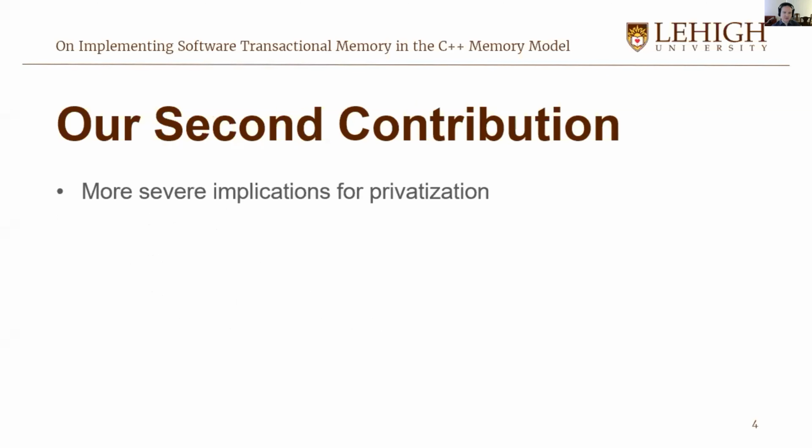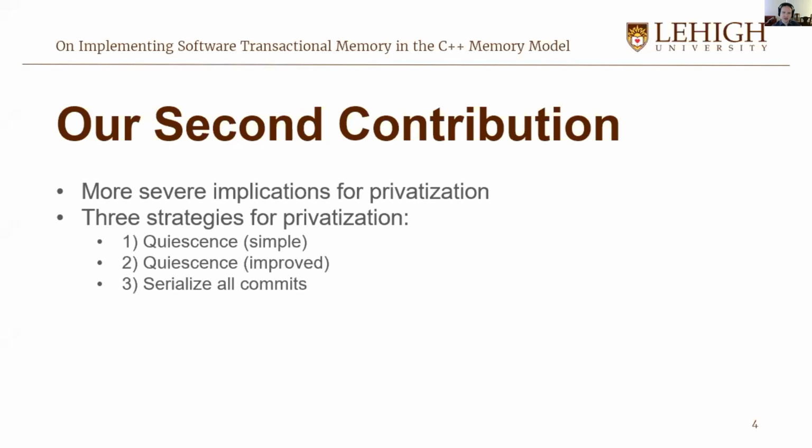The observation we made about the C++ memory model defining data races the way it does, and the implications thereof, has more severe implications for privatization, a common design pattern in some TMs. Privatization poses a known problem for TMs, and three strategies have been proposed to deal with the already known issues. First is quiescence, in which it's only possible to resume non-transactional code after all ongoing transactions commit. This works, but it's obviously a very costly solution.